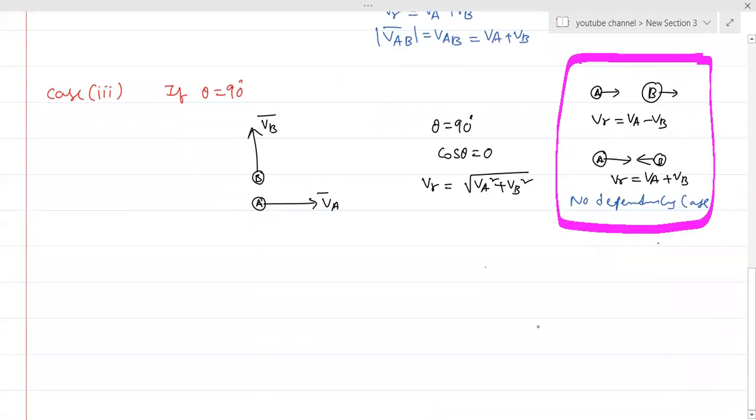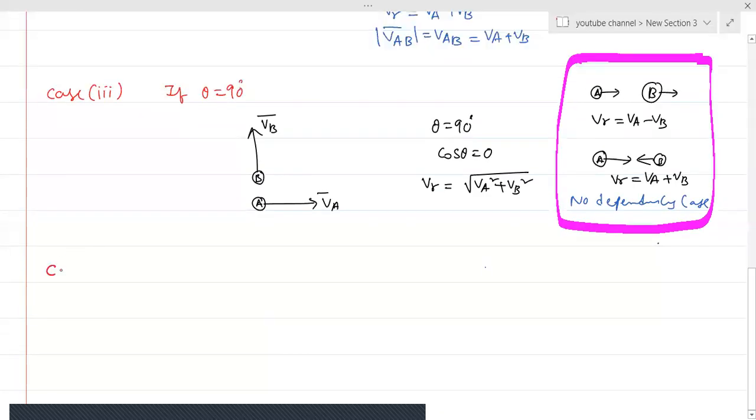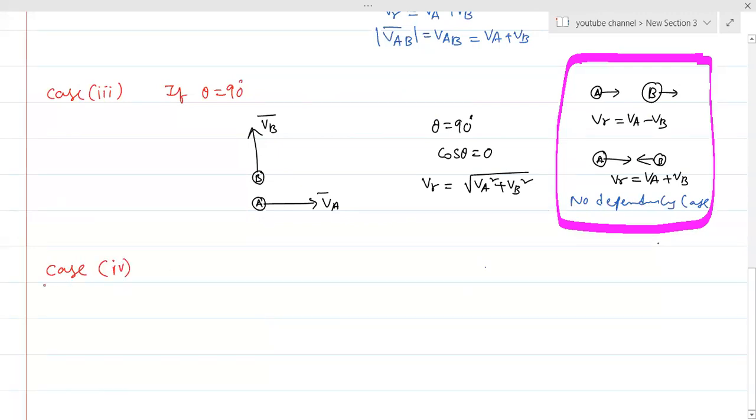Of course, we have some special cases of relative velocity. So we are taking the next one, case 4. Some special cases of relative velocity.